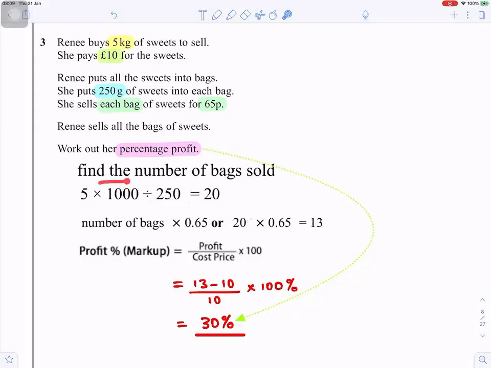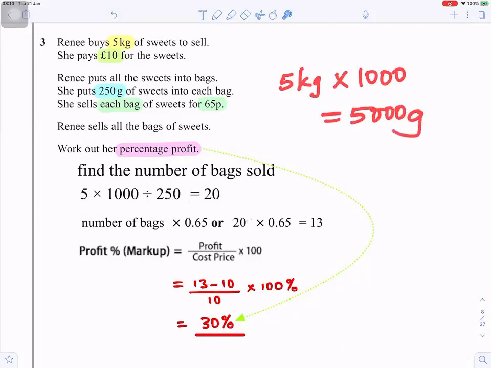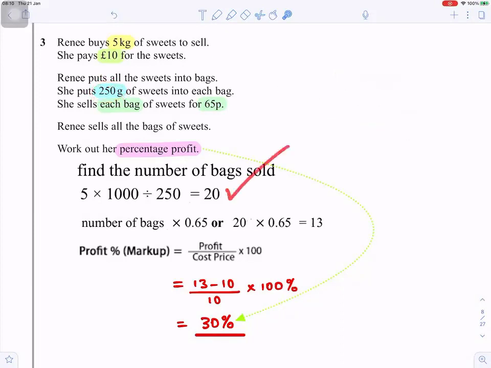First, we need to find the number of bags of sweets sold. It's 5 times 1,000, because we times 5 kilograms by 1,000 to change to grams, divided by 250. So it's the total mass divided by the mass of each bag. It gives you 20. So 5 kilograms times 1,000 gives you 5,000 grams, so that we can divide by 250. So there are 20 bags sold.